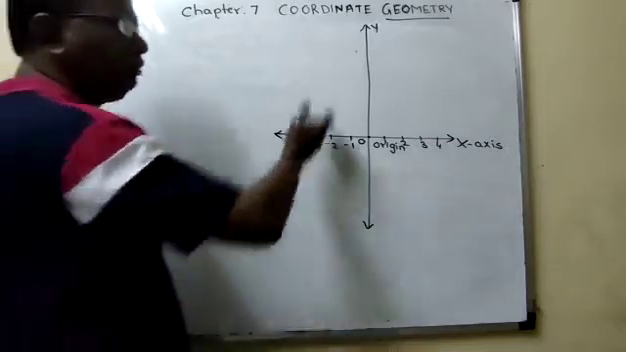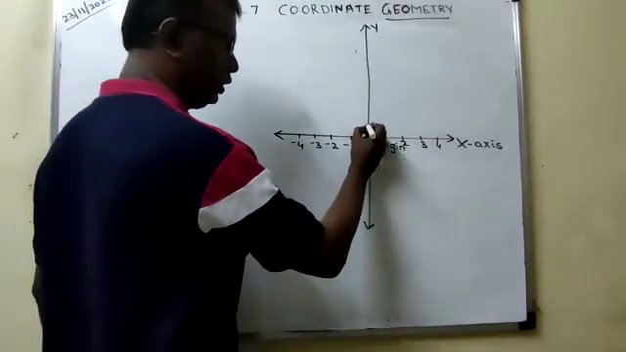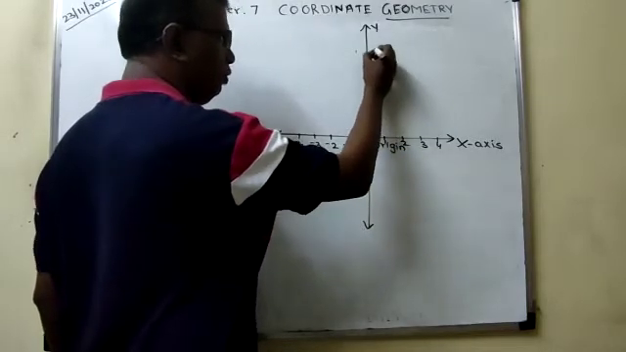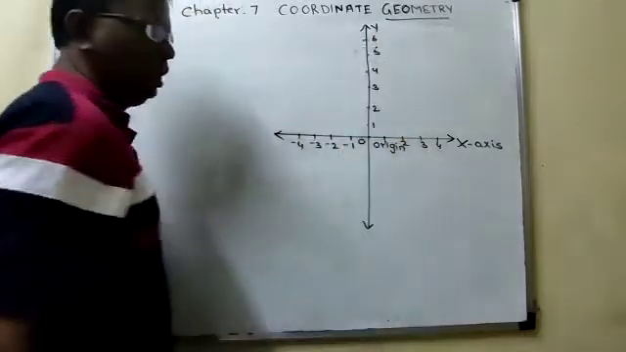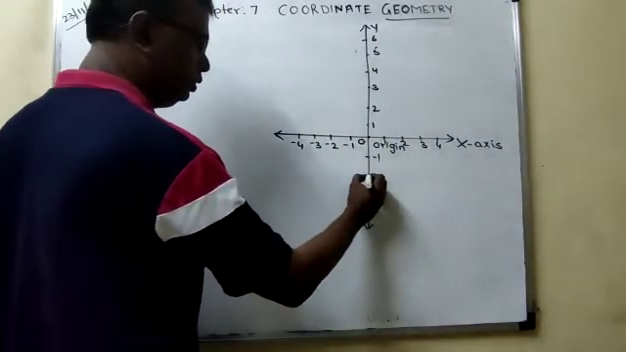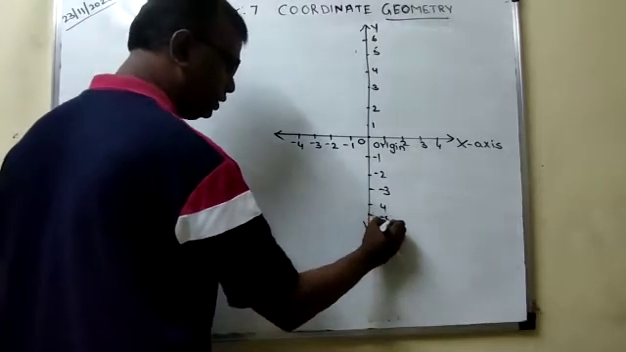On the y-axis, the above numbers are always positive. 1, 2, 3, 4, 5, and 6. And the below numbers are negative numbers. That is -1, -2, -3, -4, and -5, and so on.